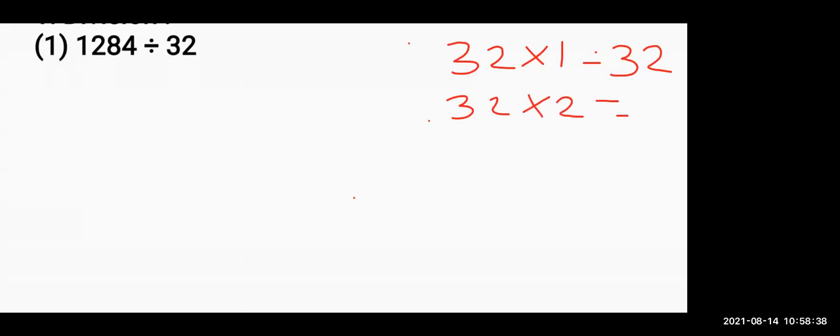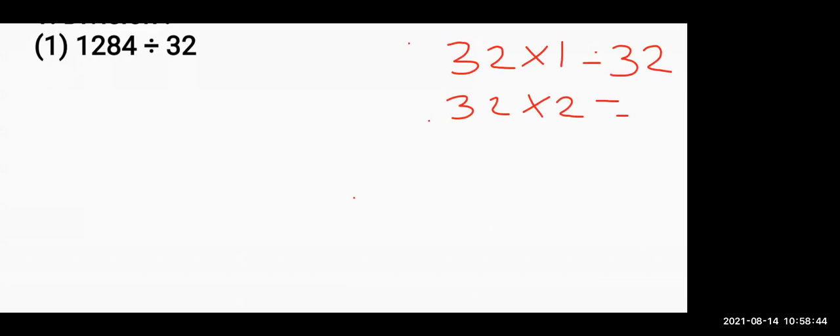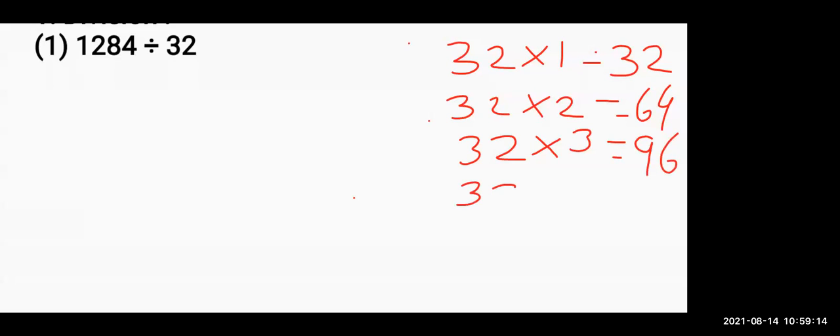32 twos is 64. Okay, very good. 32 threes are. I have given everyone more than 2 minutes to do the sums. 32 threes are what? 96. Okay, very good. 96. 32 threes are done. Now 32 fours are.